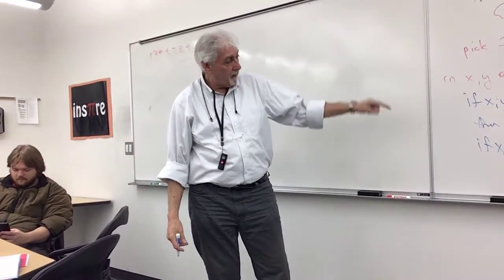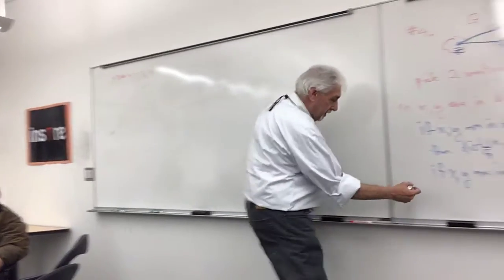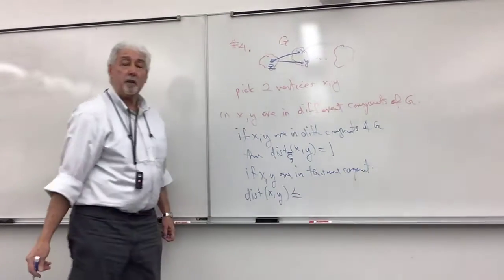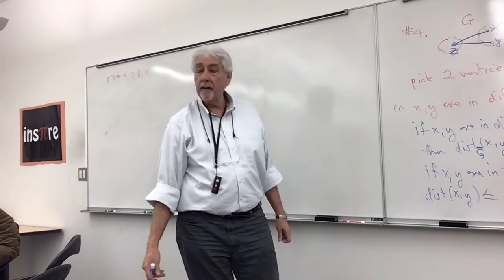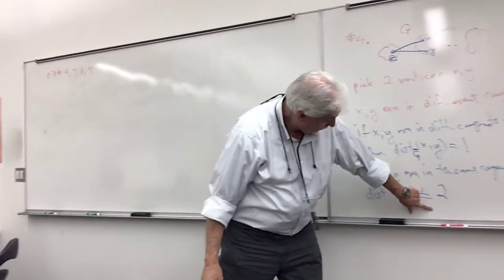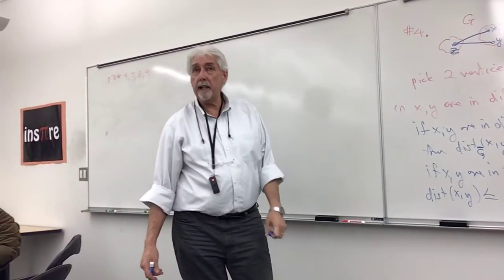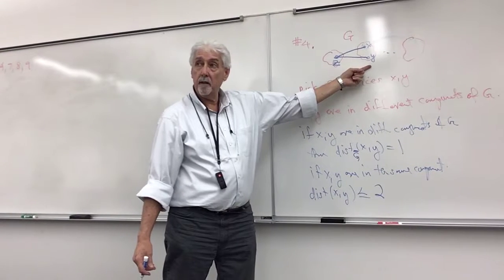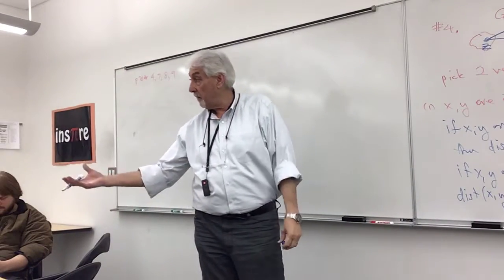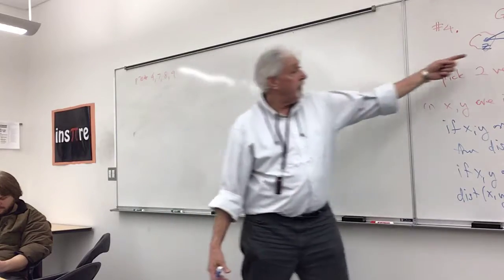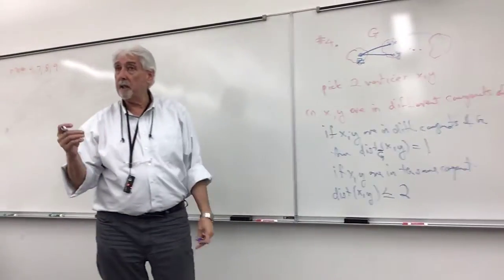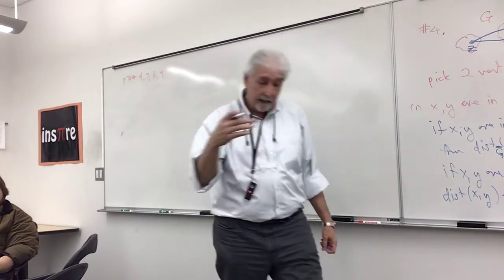So what I know is if X and Y are in the same component, then the distance from X to Y, the length of the shortest path, is less than or equal to 2. Why is it less than or equal to 2? What if X and Y were non-adjacent in this component of G? Then in the complement they would be adjacent, and in fact the distance between X and Y in the complement would be 1. But it doesn't really matter. I'm just trying to show that the distance between any 2 points is at most 2. Is the proof clear?